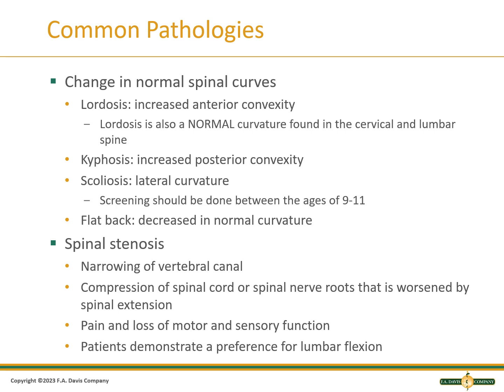Lordosis can be the normal curve, but when we see an increase in anterior convexity, that's when we push it into the pathological lordosis. Kyphosis, on the other hand, is typically not described as normal. We say that we have a kyphotic curve of the thoracic spine, but kyphosis is typically described as the pathological condition of an increased posterior convexity.